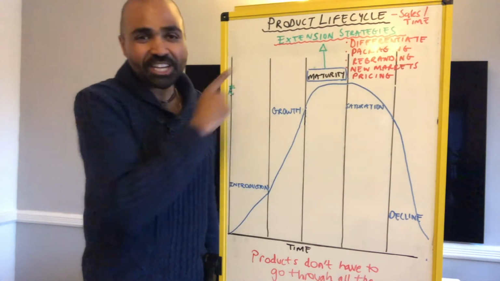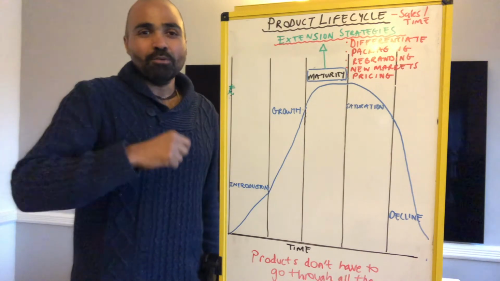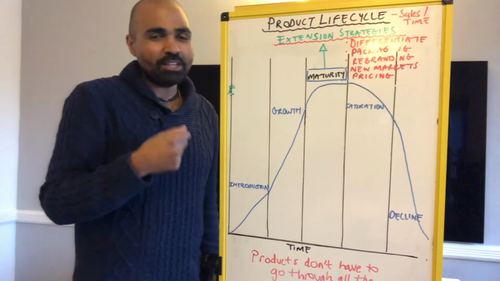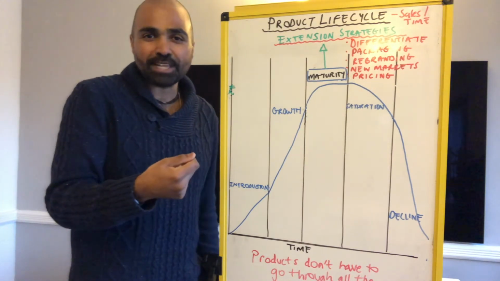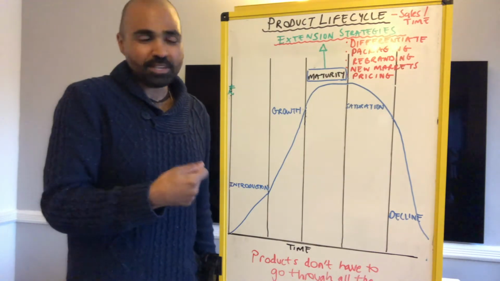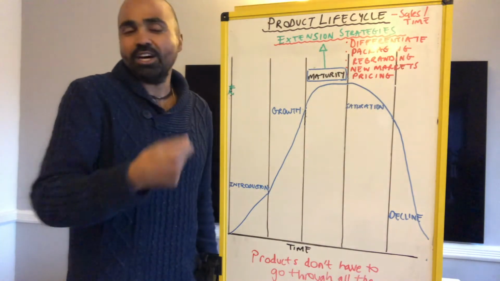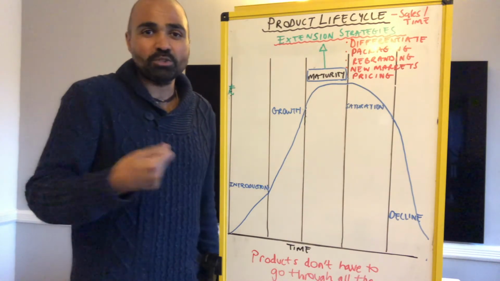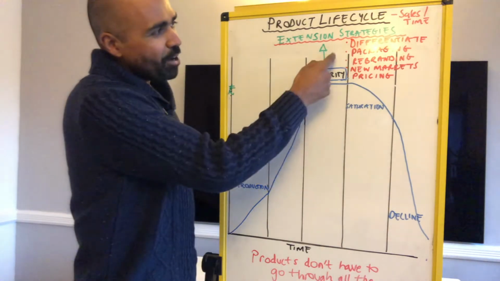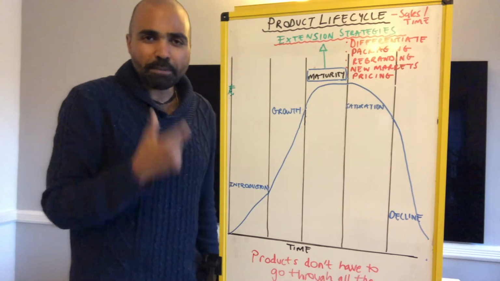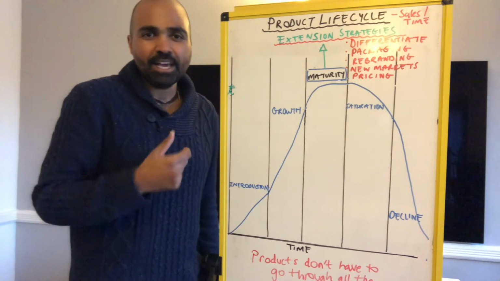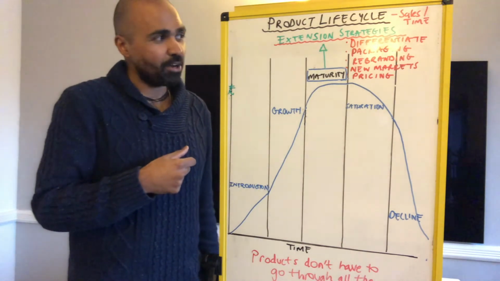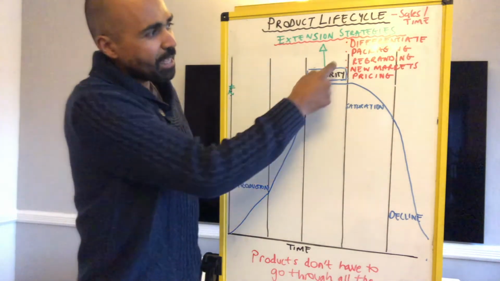They might differentiate the product from what they originally did. So they might introduce new flavors. Coke, for example, introduced new flavors such as cherry Coke, which makes the product different and appeals to a different target market. They might change the packaging. They might manipulate the packaging to make it look different and therefore appeal to a different target market or refresh it a little bit.